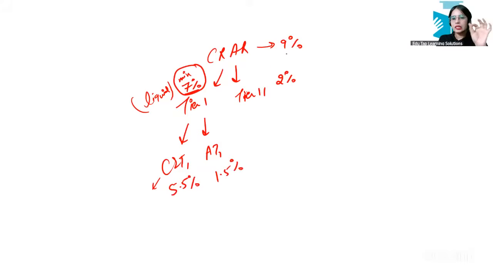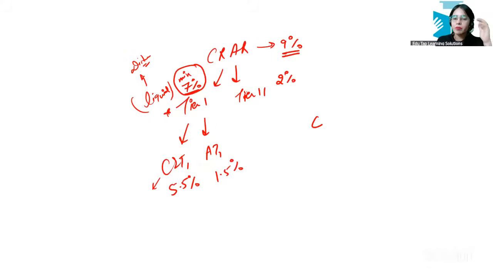Okay, so this CRAR of 9% maximum should be in the form of tier 1 capital, because that is the liquid capital that the bank can use during the distress immediately. Tier 2 capital can be up to 2%. Now, common equity tier 1 capital, this is the most liquid capital that the bank has to handle the problematic situation. So common equity tier 1 capital 5.5%.